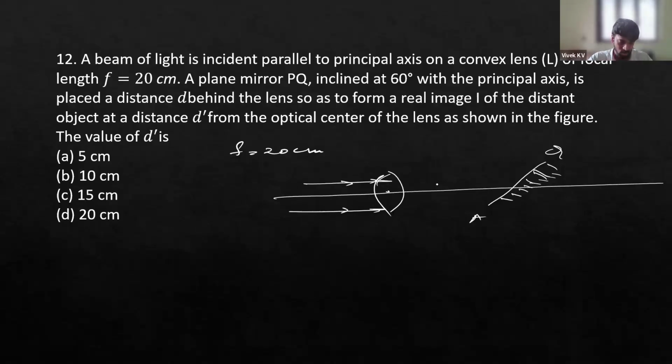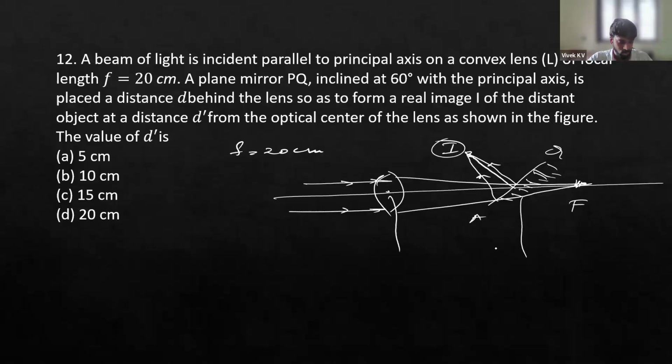When it is coming parallel to the principal axis, we know that it will be converging at the focus of the convex lens, right? So this is the focus, this is F. Which means the incoming light ray is actually hitting the mirror and the reflected light ray is going to be formed like this, and this is the figure given to you. And this one also is formed here. So you are getting an image here. I is the image.